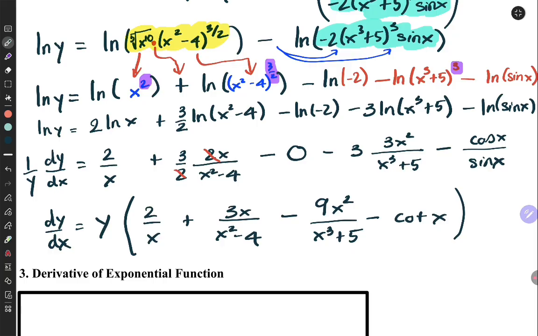Doesn't take 1 hour, right? You see how powerful logarithm is? That's the beauty of logarithm. Logarithm lets you break out a big function like that into small ones, divide and conquer. Separate it out. Take the derivative term by term. Multiply by y. Any question? Good.